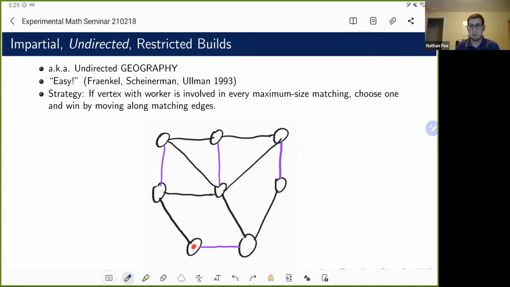So the purple edges here in this graph, this edge, this one, and this one, those are a maximum size matching because it's a perfect matching. So if you have a perfect matching, that's a maximum size matching. There's other perfect matchings in this graph, but Abigail just picks one. So Abigail will win by moving here. Then no matter what Brian does, Abigail can move along the next one of these and so on. And eventually Abigail will win this game. In this game, there's just one worker. When I say impartial, there's just one shared worker.